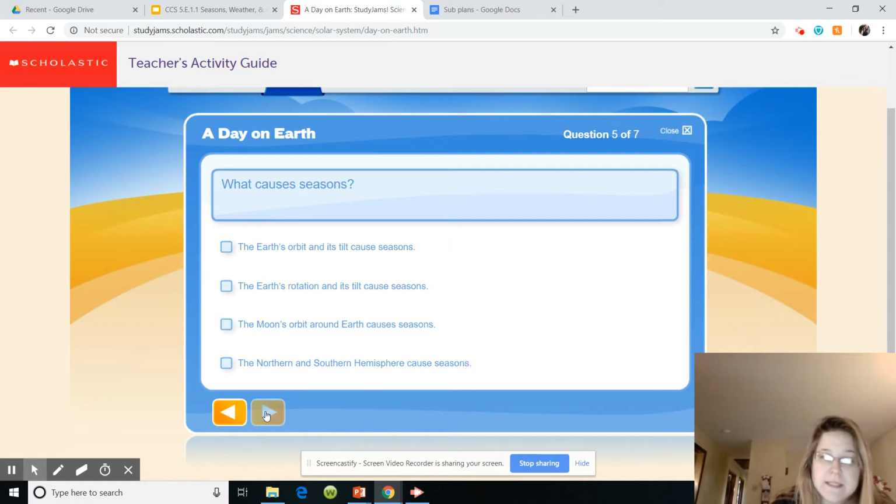What causes seasons? The Earth's orbit and its tilt causes seasons. The Earth's rotation and its tilt causes seasons. The moon's orbit around Earth causes seasons, or the northern and southern hemisphere cause seasons. There's only two that it possibly could be. Take a minute.